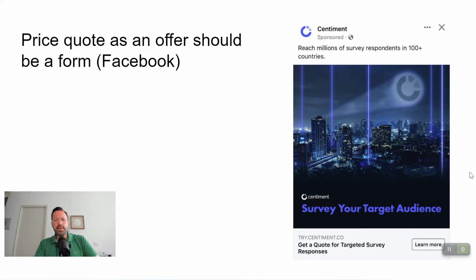So one thing that I think Sentiment could have done better here, and they could do it with LinkedIn ads and forms as well, is instead of sending people to their website, just having the form right there, and then I can request a quote, which is really what they're promoting, the price quote, which is fine. That's a bottom of funnel offer. If somebody's ready to do research, that's what they're going to want, a price to proceed with that research.